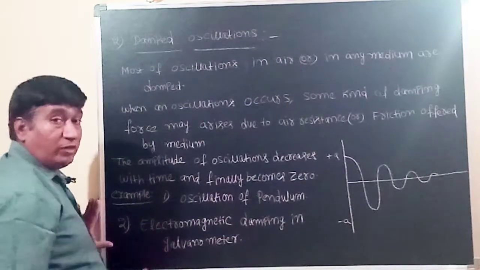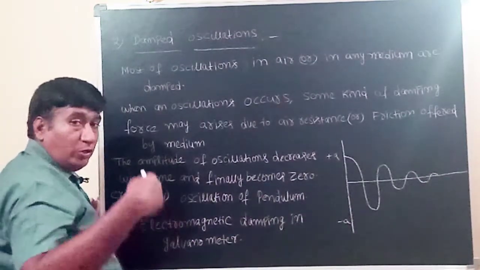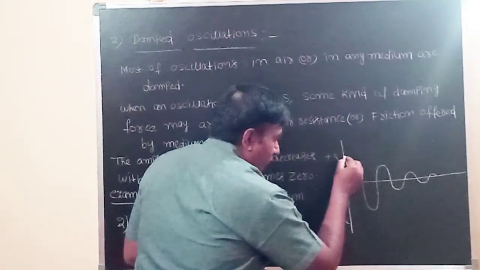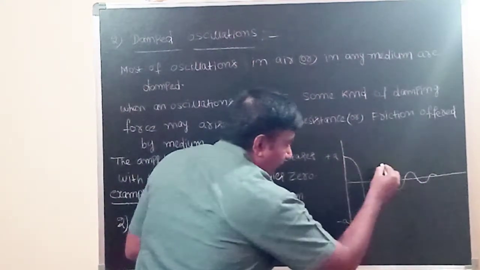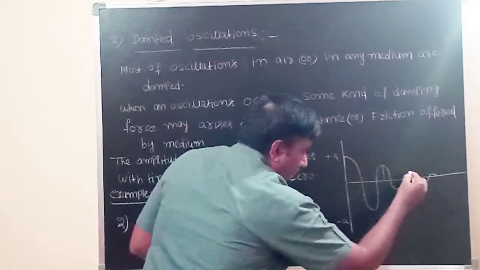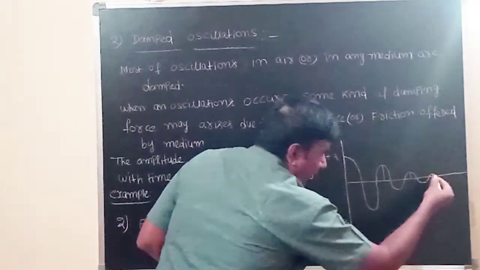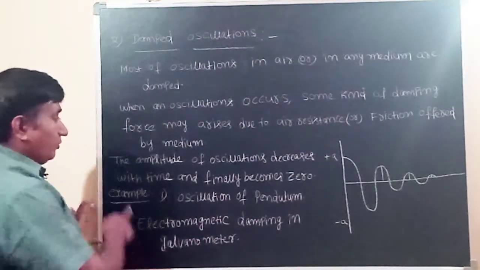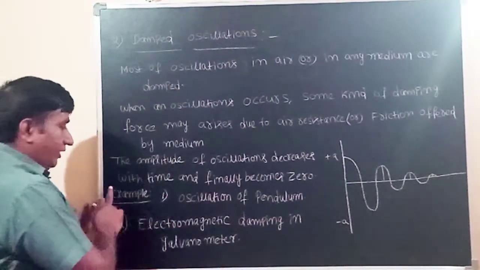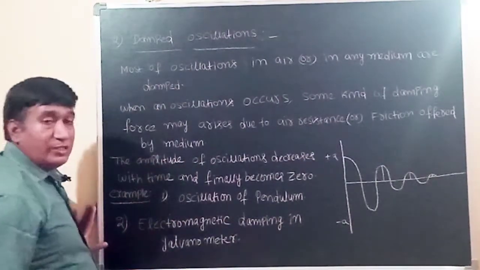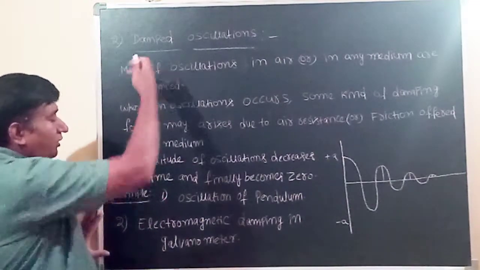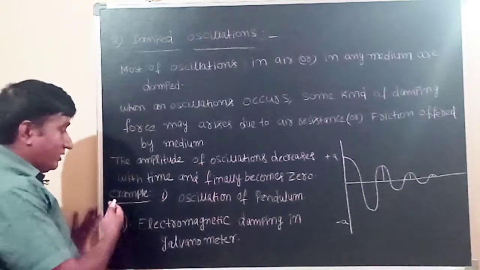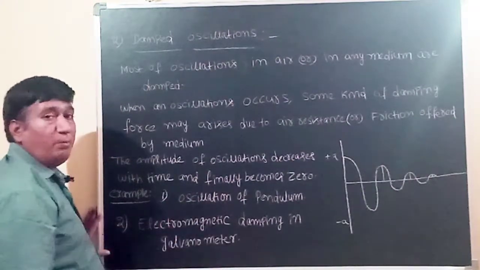At that time the amplitude goes on decreasing. If this is the maximum amplitude, initially the amplitude is this, then after some time it decreases, then decreases again, and finally becomes 0 with respect to time. So the amplitude of oscillations decreases with time and finally becomes 0. Such oscillations are called damped oscillations. An example of damped oscillations is the oscillation of a simple pendulum.